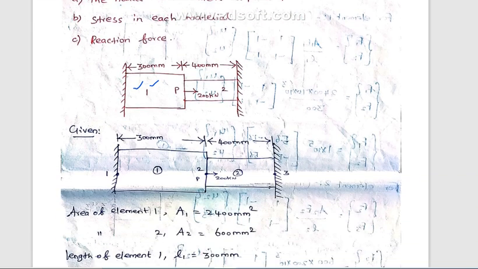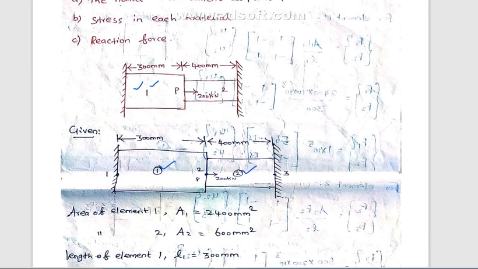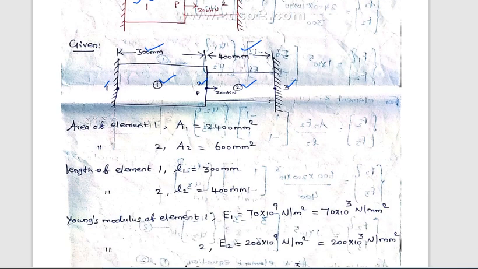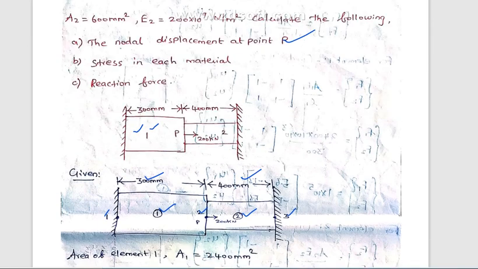So this is a one-dimensional bar element. This is element 1 and this is element 2. Element 1 is located between nodal point 1 and nodal point 2. Element 2 is located between nodal point 2 and nodal point 3. The length of element 1 is 300 mm and the length of element 2 is 400 mm. So you have to find out the nodal displacement at the point P, the stress in each material, and the reaction force.